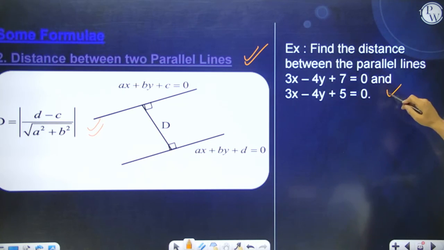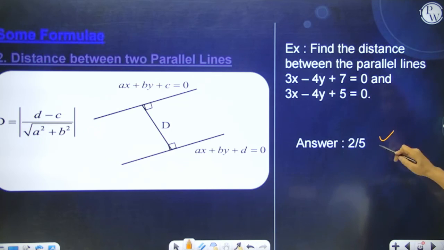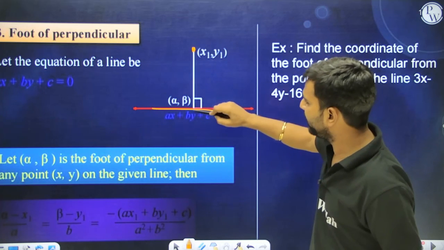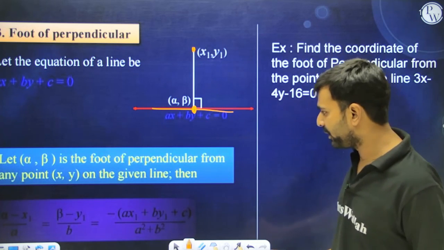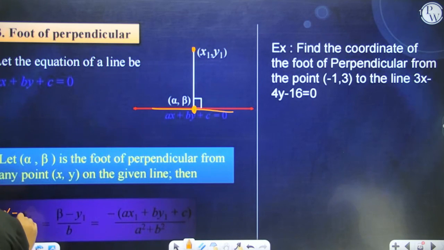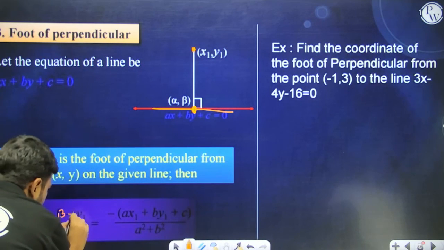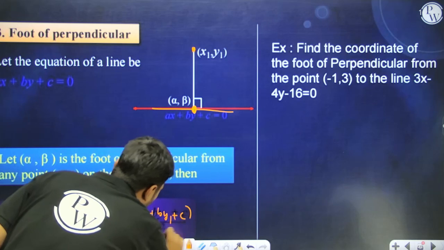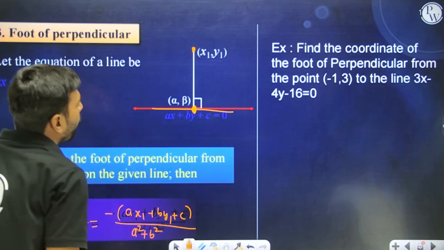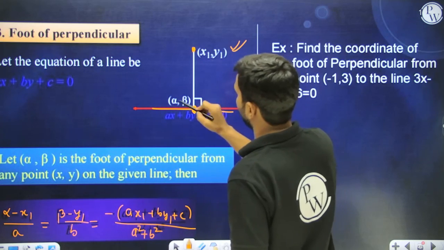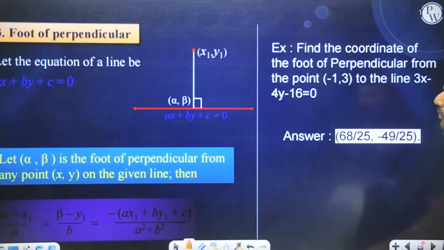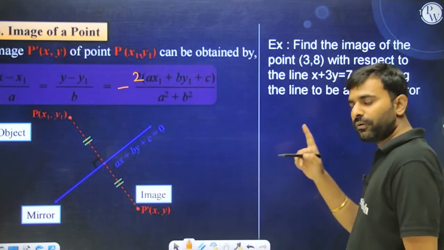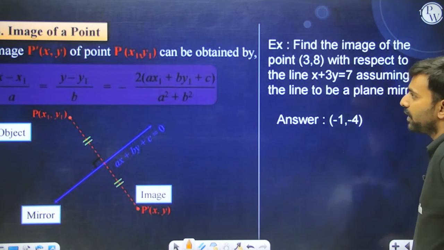Straightforward things are there, and I have attached these questions as well for your practice, and also attached solutions for you. Okay, foot of perpendicular, let's say I have dropped a perpendicular from this point onto this line, then this is the foot of the perpendicular. How to find out the coordinates of foot of perpendicular is the formula I have mentioned over here. Alpha minus x1 upon a is equal to beta minus y1 upon b is equal to minus times of ax1 plus by1 plus c upon a square plus b square, where the point is x1 comma y1 and the foot of perpendicular is alpha comma beta. You can follow this image. For the image, the same formula is there, only minus 2 comes over here in place of 1, otherwise the formula is same. I hope you know this.